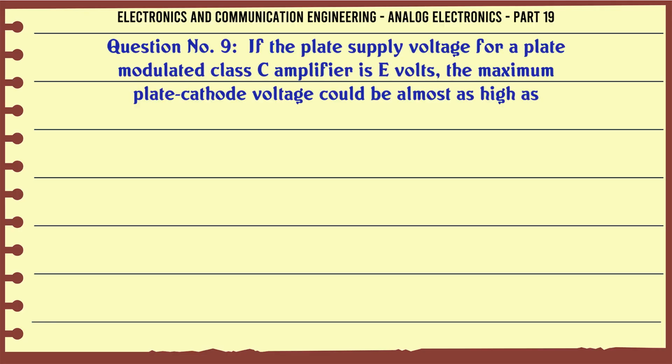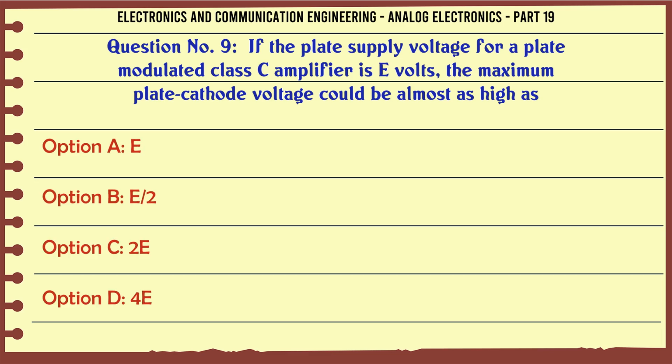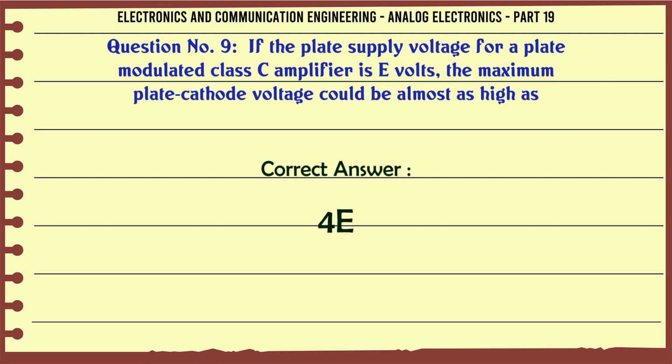If the plate supply voltage for a plate modulated class C amplifier is E volts, the maximum plate cathode voltage could be almost as high as: A. E. B. 2E. C. 2E. D. 4E. The correct answer is 4E.